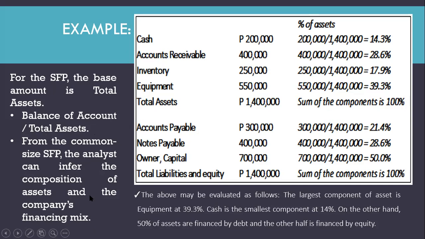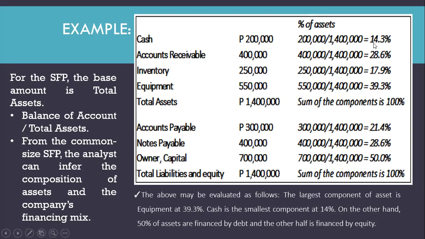company's financing mix. So, kukuhanin nyo muna yung total assets, whether non-current, di ba? I-add nyo muna lahat, non-current at saka current asset, para makuha nyo yung total assets. Dito, given naman na siya, pero pag wala sa activity nyo, kayo mismo yung kukuha ng total assets. Then, saka nyo gagawin yung formula. So, cash, balance of account, may 200,000 na cash. Divide po natin sa 1/4.